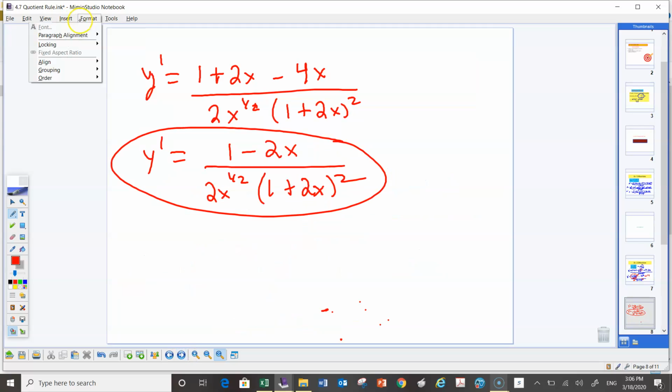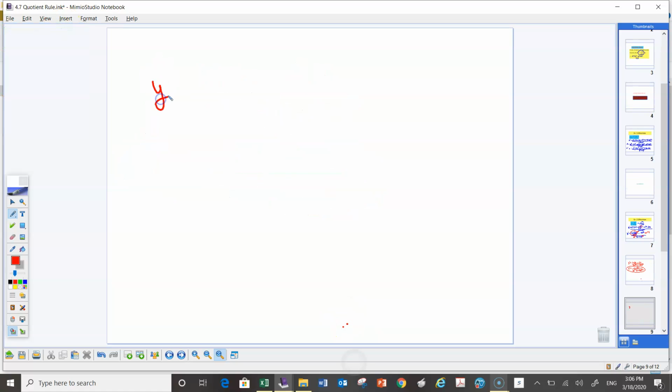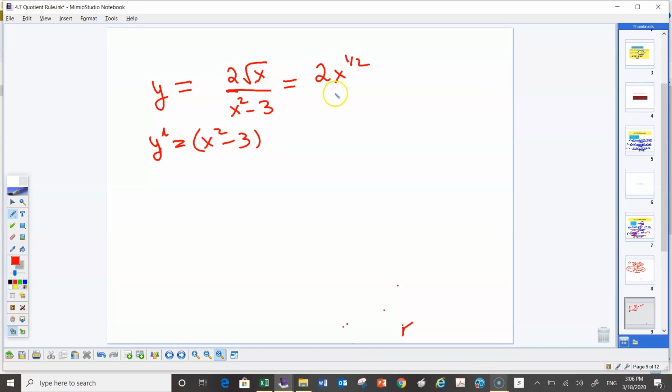But maybe we'll do one more of these just to practice. So let's say I have y equals 2 root x all over x squared minus 3. So again, using the quotient rule, it would be the bottom times the derivative of the top. Well, before I take the derivative of the top, I should probably write it as a fractional exponent.